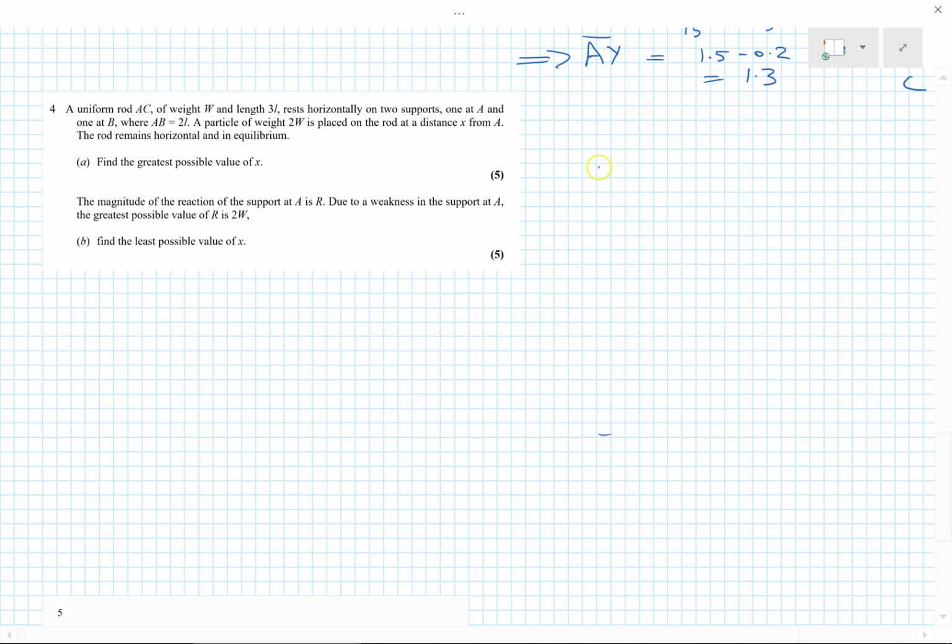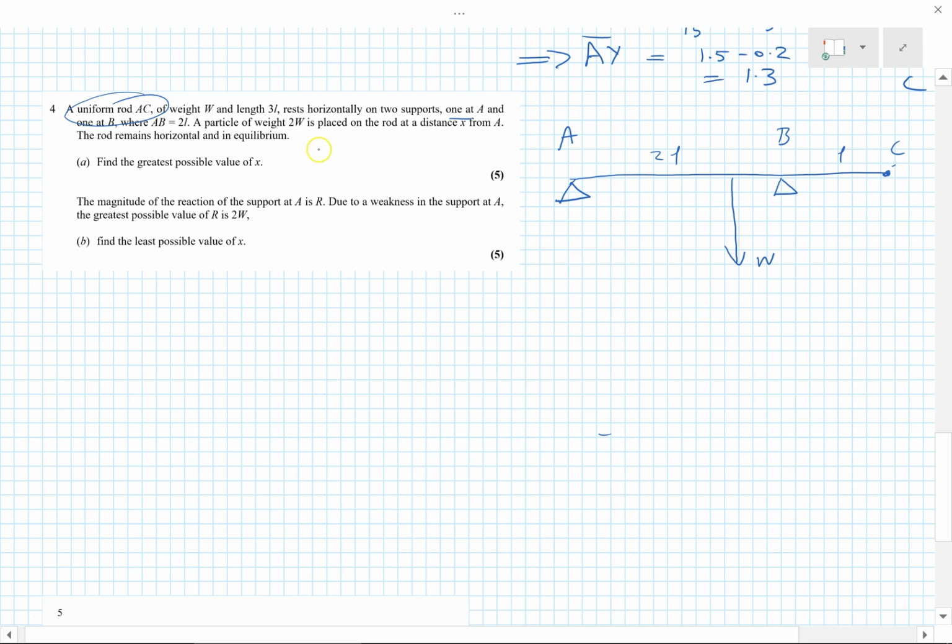Okay, question 4. Perhaps the wording of this question makes it slightly more difficult, particularly in part B. It doesn't talk about toppling, but it is basically that. So they've changed the wording of it a little bit. We've got a rod AC and it's supported at one point A at the end, and they've marked the other end C, and it's also supported at B, where this is L and this is 2L. It's uniform, so we look for the uniform rod. Hopefully that's right at the beginning. So it's uniform of weight W.